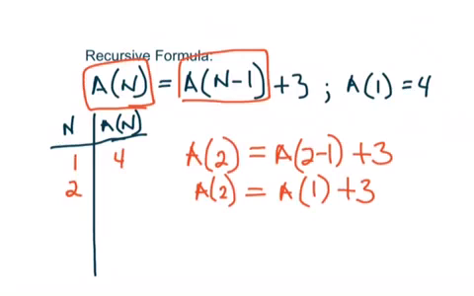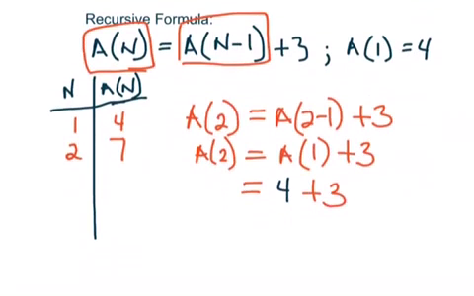Okay, well, a of 1 is right here. a of 1 is 4. So a of 1 is the previous term. Okay, so the second term is the previous term plus 3. So the previous term was 4. So we're filling in a 4 for a of 1, and then bringing down the plus 3. So a of 2 equals 4 plus 3, which is 7.